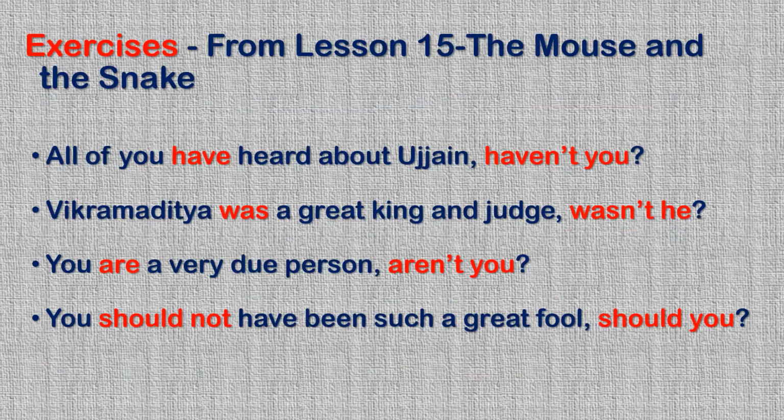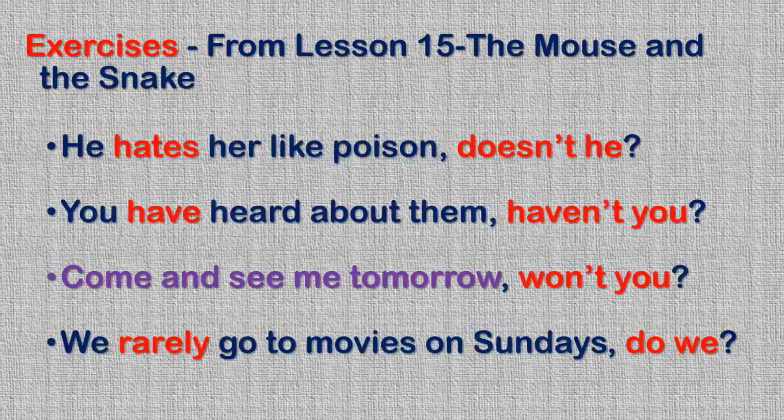So now we are going to solve the exercises from this lesson 15, The Mouse and the Snake. All of you have heard about Ujjain, haven't you? Vikramaditya was a great king and judge, wasn't he? You are a very due person, aren't you? You should not have been such a great fool, should you?